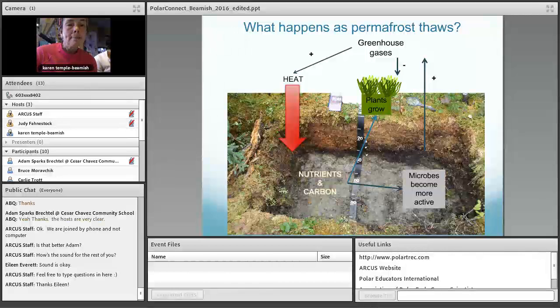So as the nutrients become available, the plant roots take up those nutrients and are able to grow and photosynthesize more. Also, the carbon is now available to the microbes. As they digest it, they then release that carbon as CO2, or if there's a lack of oxygen, they'll release it as methane back into the atmosphere. Next slide, please.